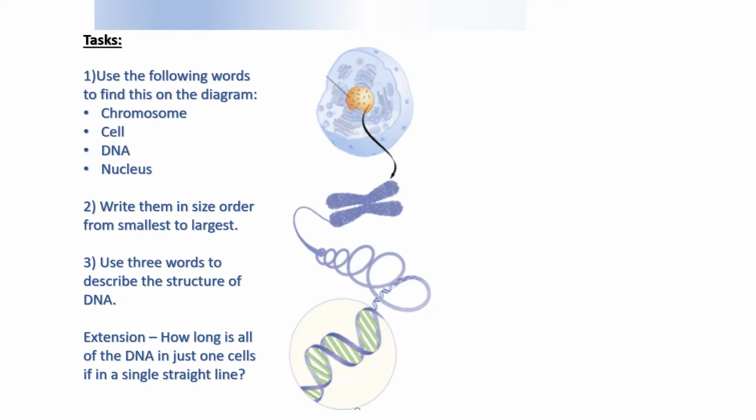A task for you now. You have to match the following words to the diagram: chromosome, cell, DNA, and nucleus, and put them in order of smallest to the largest. Use 3 words to describe the structure of DNA, and answer how long is all of the DNA in just one cell if in a single straight line. Let's pause the video and try yourself now.